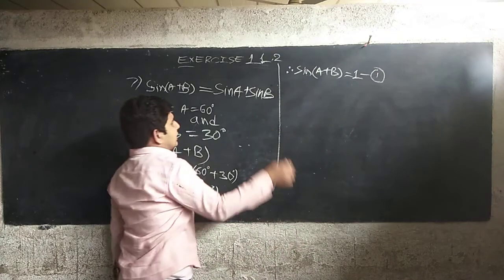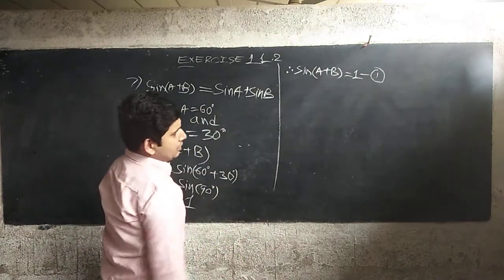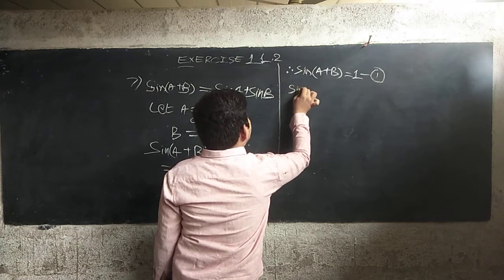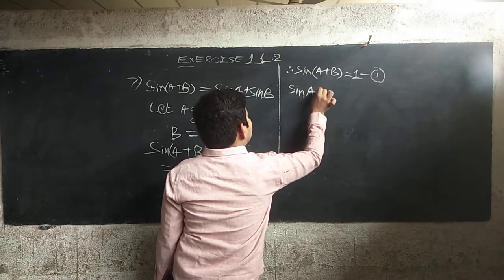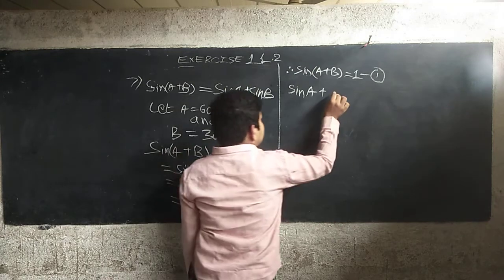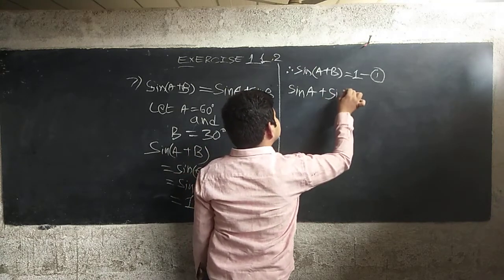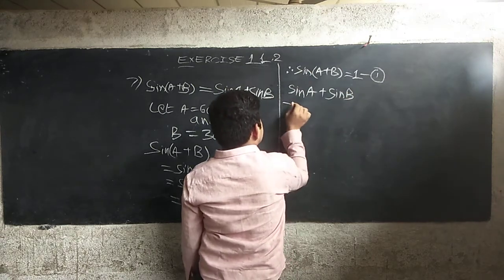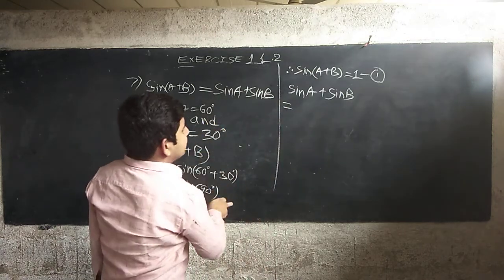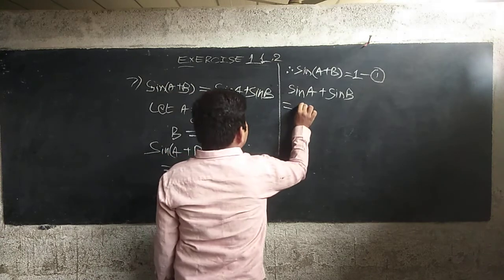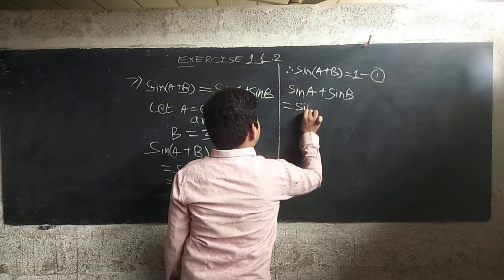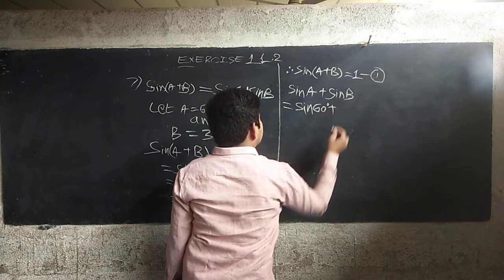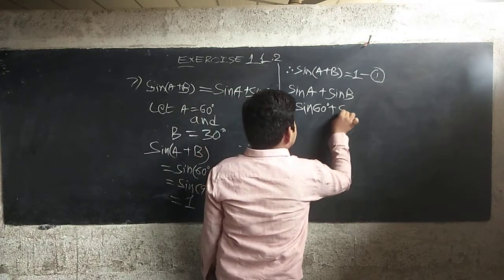Now take the RHS, that is nothing but sin A plus sin B. Sin A plus sin B equals what? A equals 60 degrees and B equals 30 degrees, so substituting, sin 60 degrees plus sin 30 degrees.